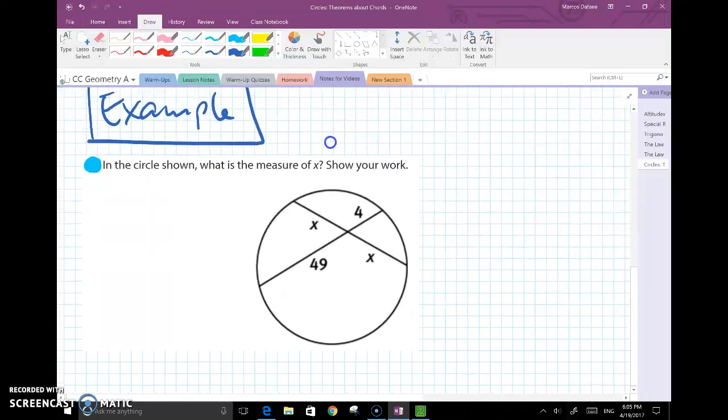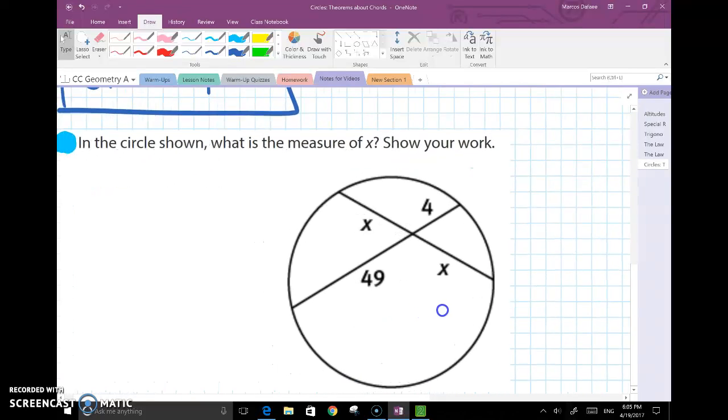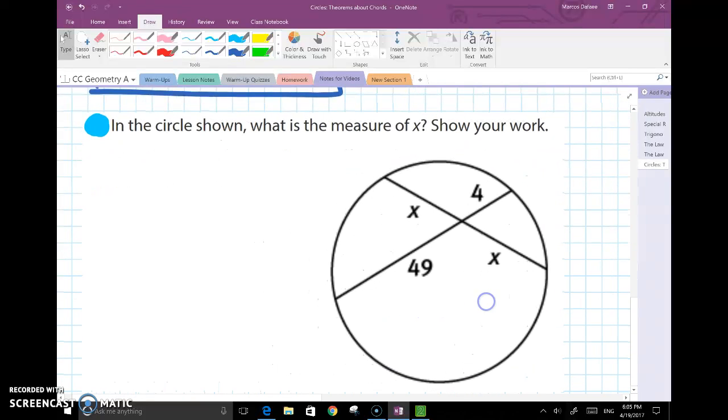So in this example, it says, in the circle shown, what is the measure of X? Show your work. Now, you can see that we have two chords, just like in the diagram above, and they intersect at a certain point, which is right over here. That really doesn't matter too much. Actually, it doesn't really matter at all when we're trying to figure this out, but it's noteworthy anyway. What we need to do is figure out the value of X.